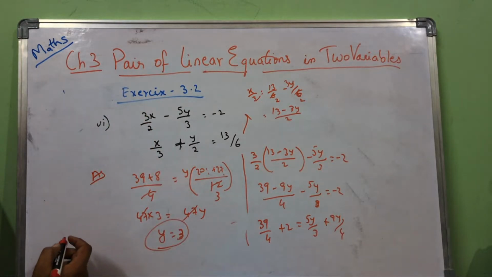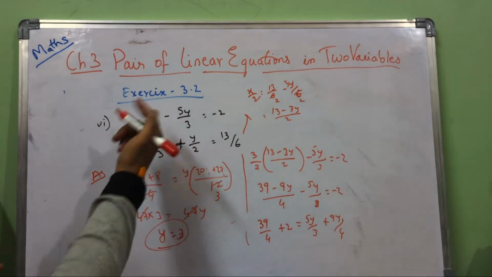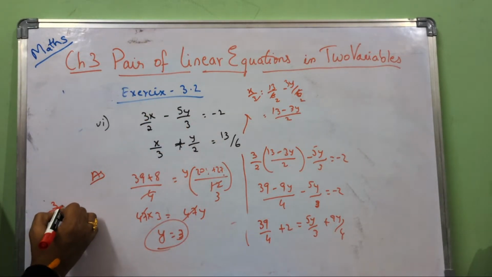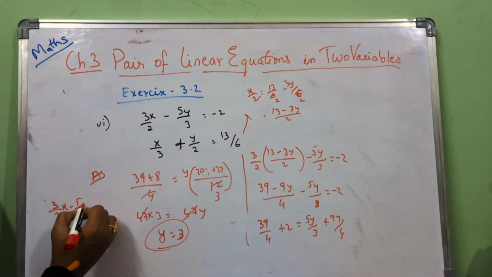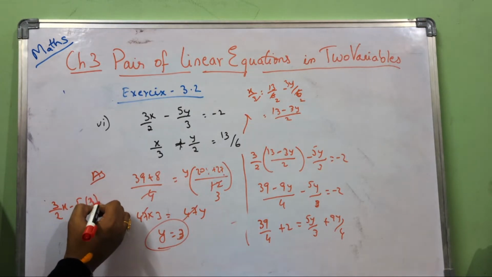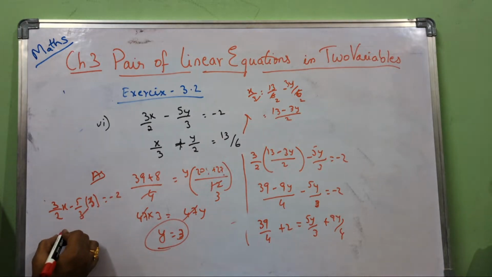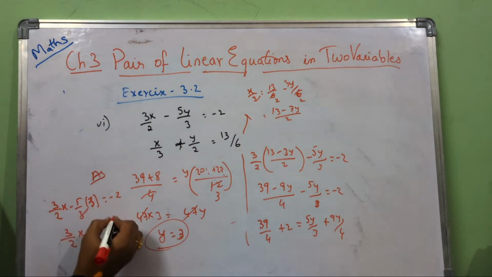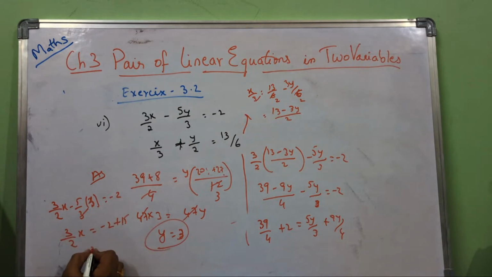Now I'm substituting in, let's use the first one so that it can get cancelled. So 3 by 2 x minus 5 by 3 y as 3 will get as minus 2, 3 3 cancels. So 3 by 2 x equal to minus 2, minus 15 will go to the right side, so plus 15. So 3 by 2 x becomes 13, x equal to 26 by 3.